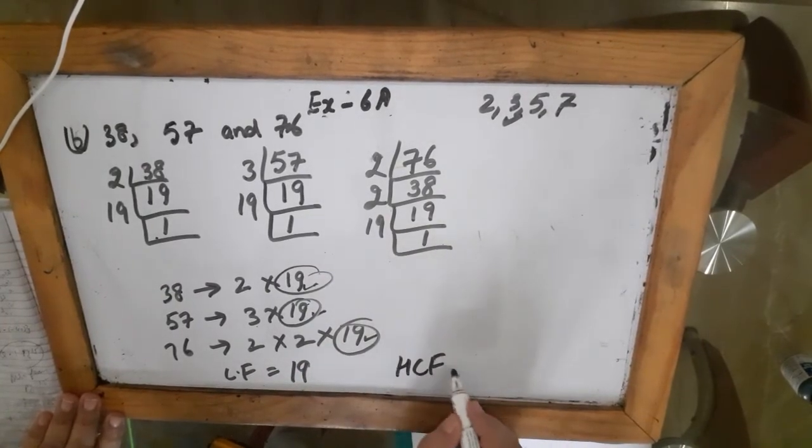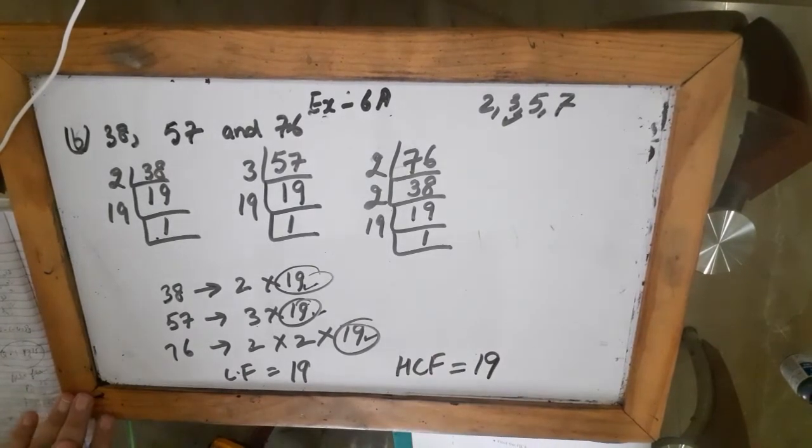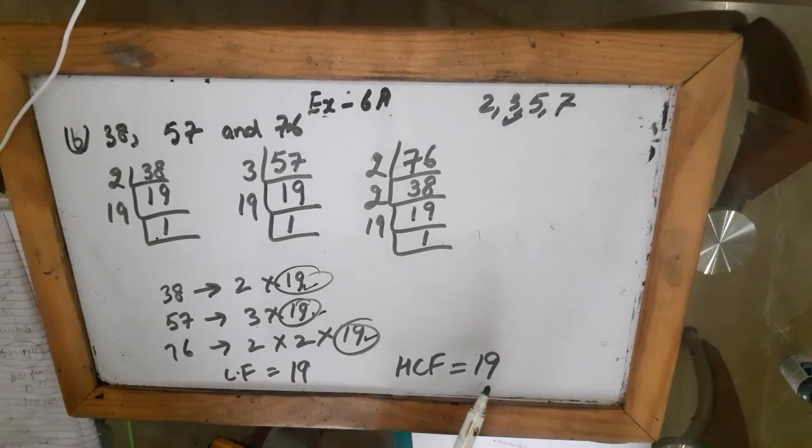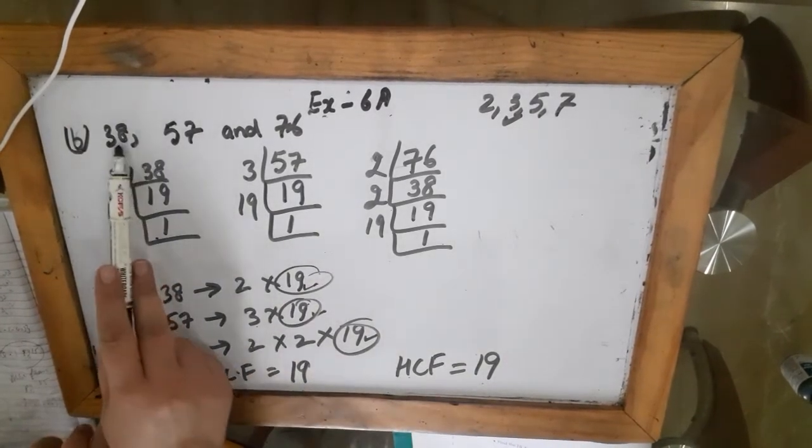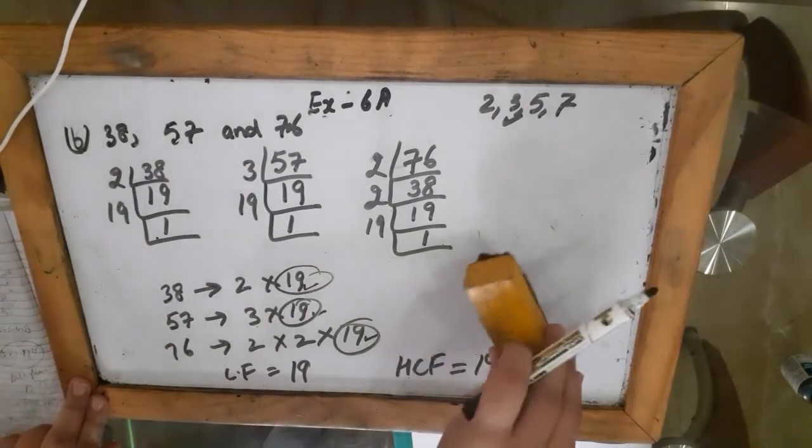It means their HCF is 19 only. So all these numbers have the common factor 19. So 19 is the highest common factor or highest divisor of all these three numbers.